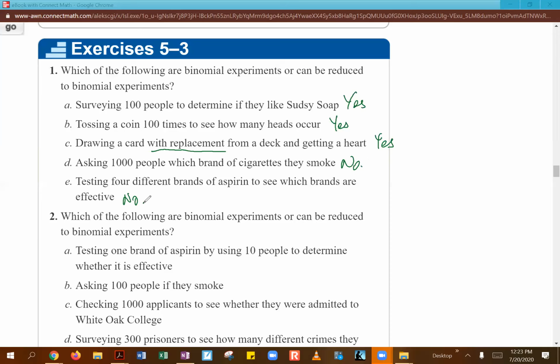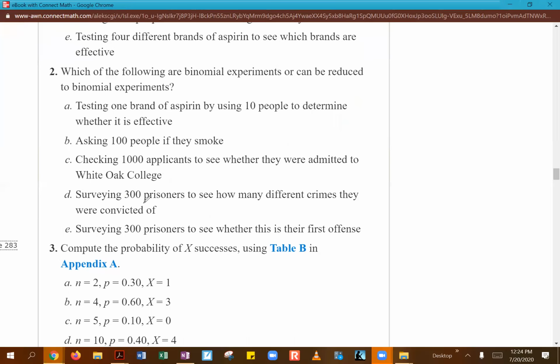Alrighty, good job. Let me save this, clear it out, and let's do this one more time very quickly for number 2, and then we'll move on to our solving problems. Testing one brand of aspirin by using 10 people to determine whether it is effective. So you can kind of see it's a different take on that 1E example we just did. So testing one brand of aspirin by using 10 people to determine if it is effective or not effective.